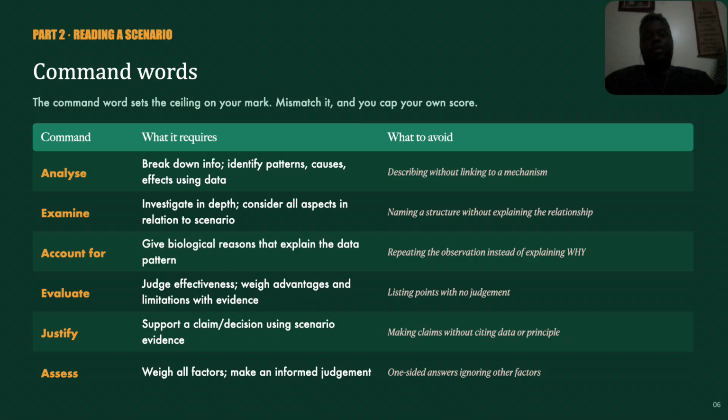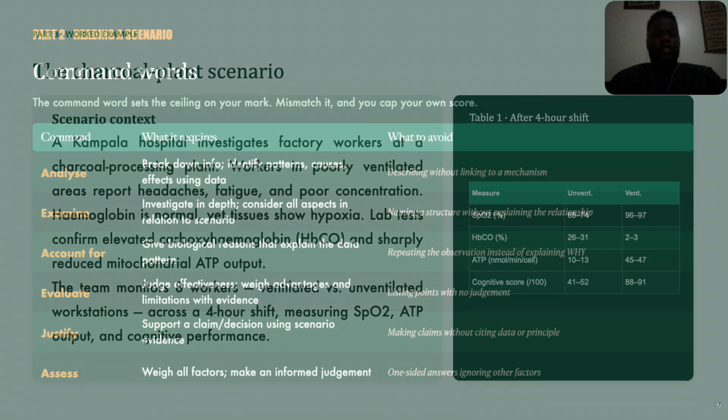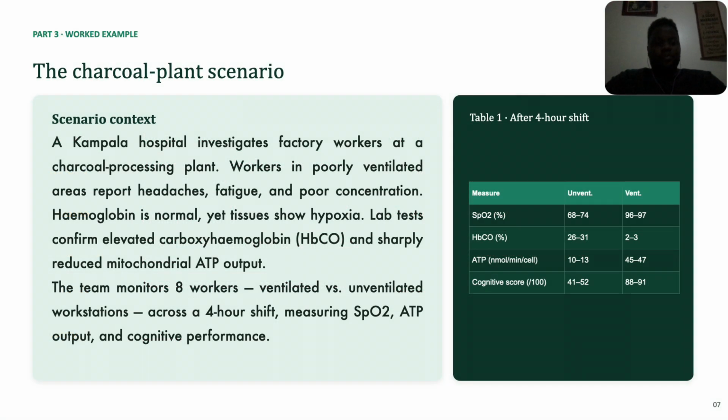So we have done a lot of talking. I know some of you are interested in examples, so let's look at an example. This is an example here. They are saying a Kampala hospital investigates factory workers at a charcoal processing plant. Workers in poorly ventilated areas report headaches, fatigue, and poor concentration.